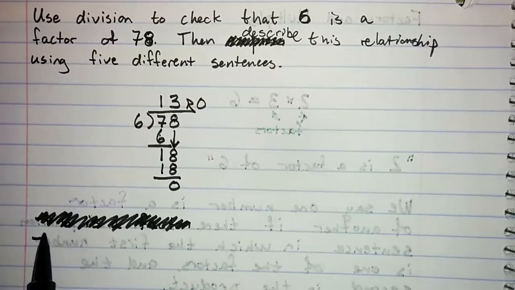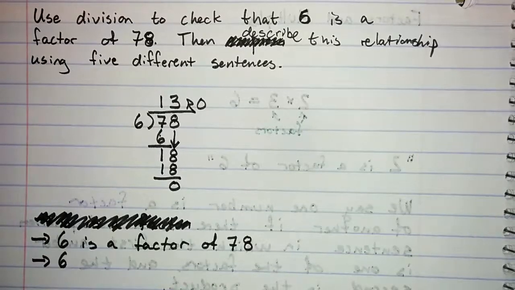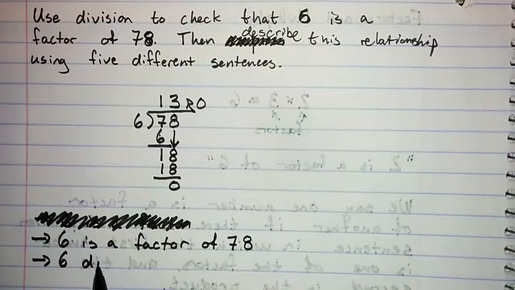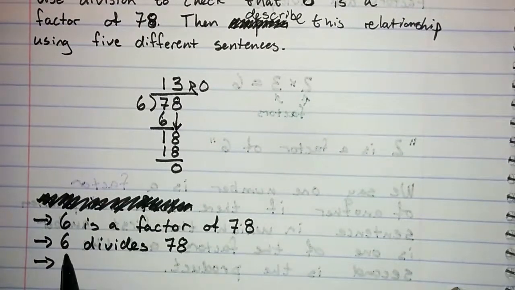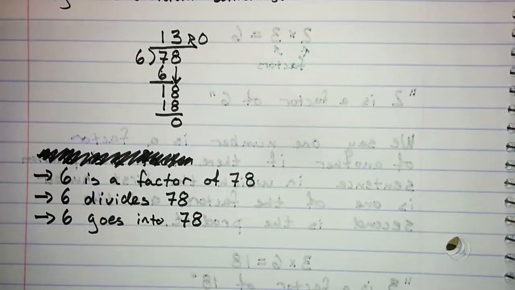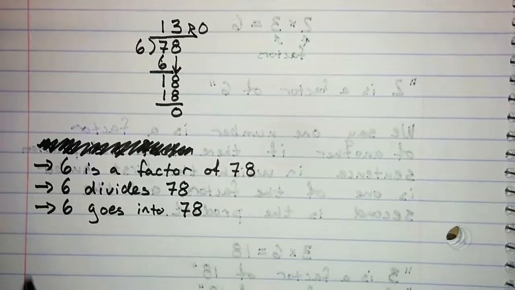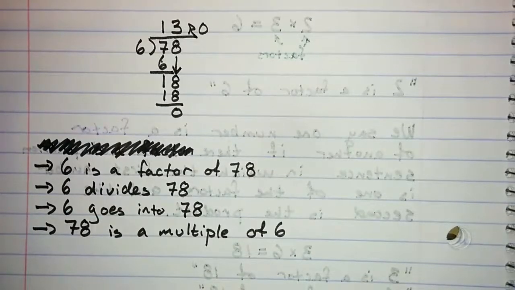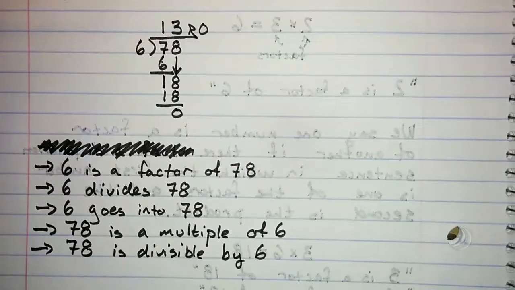And that's one way we can describe the relationship. We could also say 6 divides 78, or less formally, 6 goes into 78. And then there are 2 ways we could describe this relationship from 78's point of view. 78 is a multiple of 6, or 78 is divisible by 6. All 5 of these sentences mean the same thing. They describe the same relationship between 6 and 78.